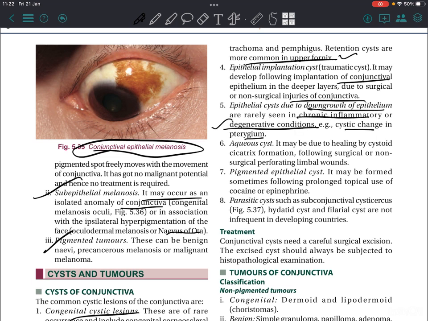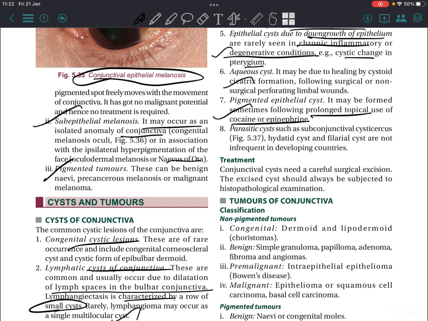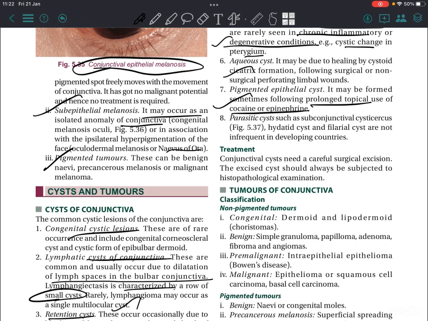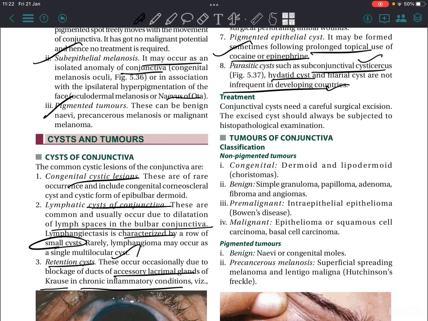Cystic change in pterygium. Aqueous cyst, it may be due to healing by cystoid cystic formation following surgical or non-surgical perforation limbal wounds. Pigmentary epithelial cyst, it may be formed sometimes following prolonged topical use of cocaine or epinephrine. Parasitic cysts such as subconjunctival cysticercus, hydatid cysts, filarial cysts are not frequent in developing countries. Congenital cysts need careful surgical excision. The excised cysts should always be subjected to histopathology examination.